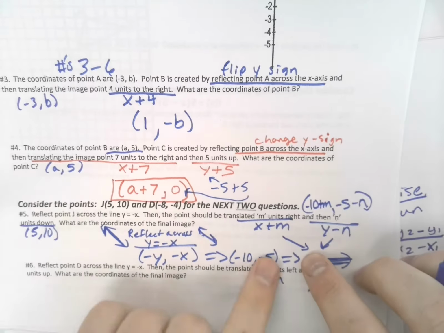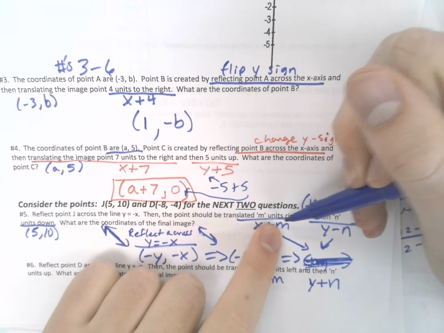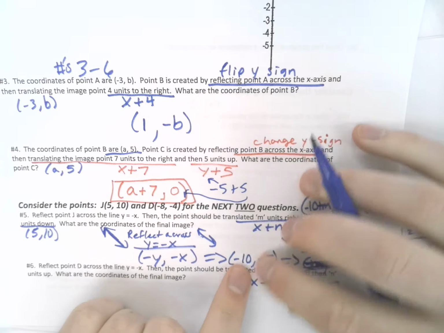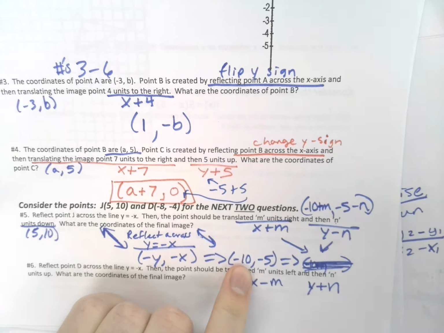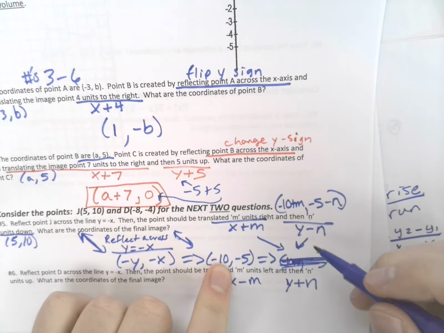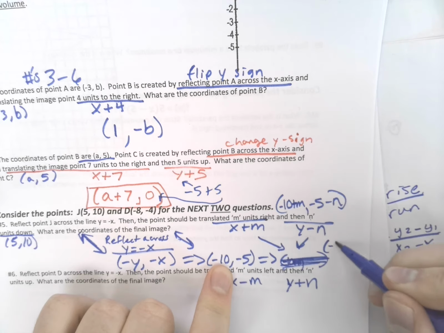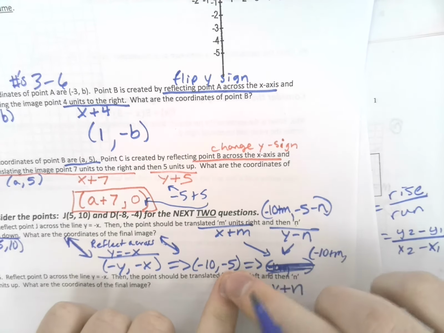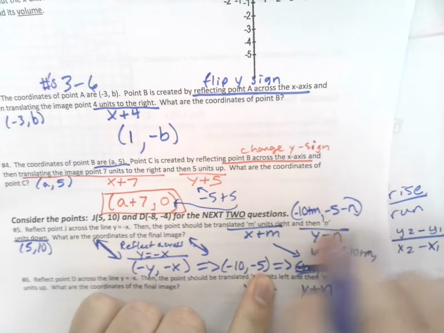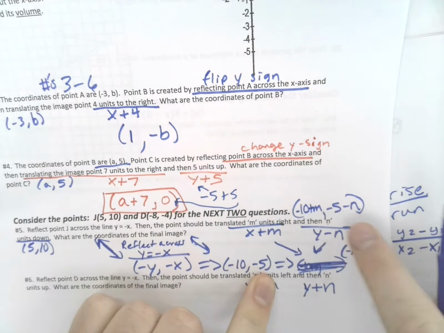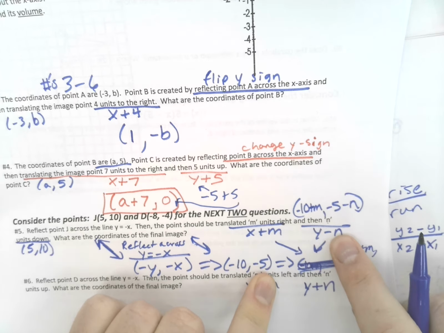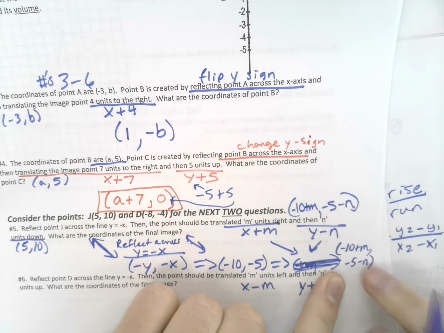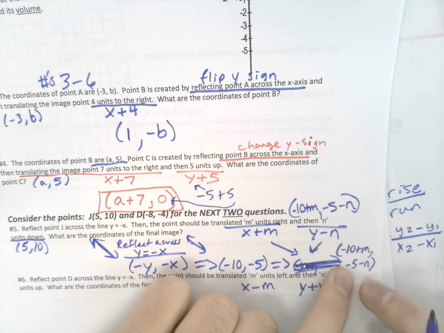But then from there, we're also going to translate m units to the right. That means we're going to add m to x. So x is negative 10. So that means we're going to have, I'll put it over here, negative 10 plus m. And then we're going to take negative 5, and we're going to subtract n and go n units down. So that means we're going to take y and subtract n from it. So negative 5 minus n. We got a really weird x and a really weird y.